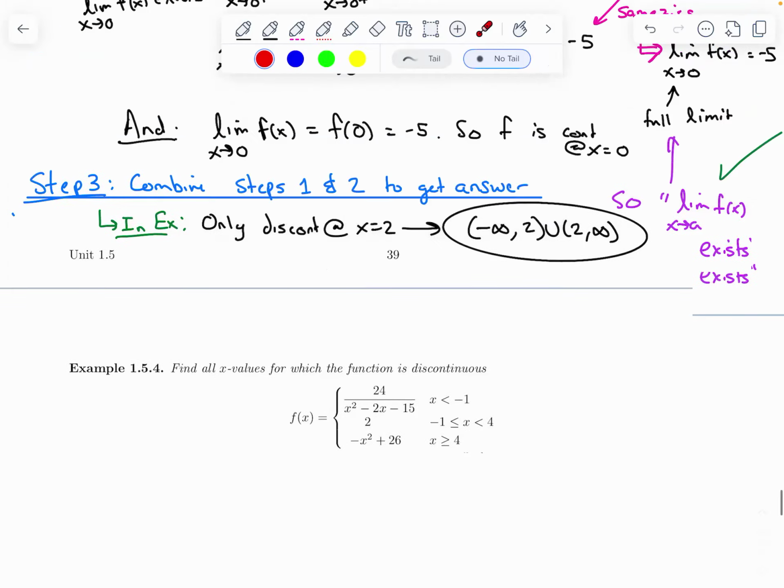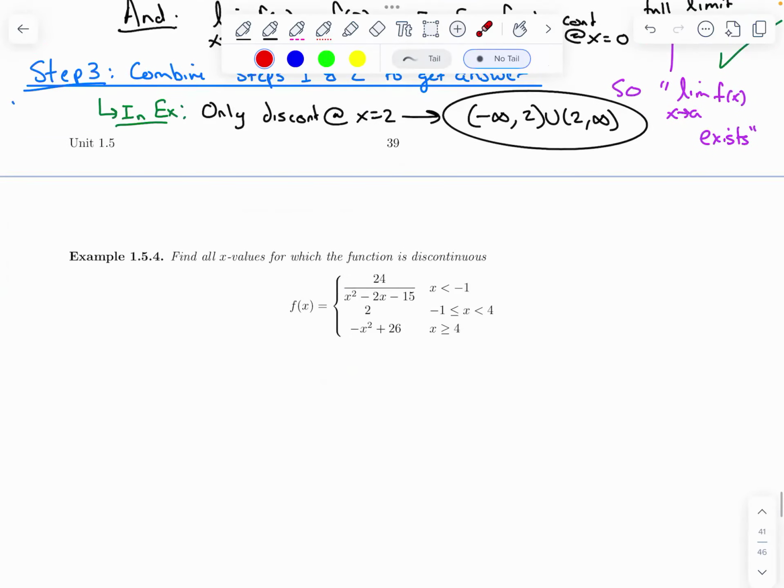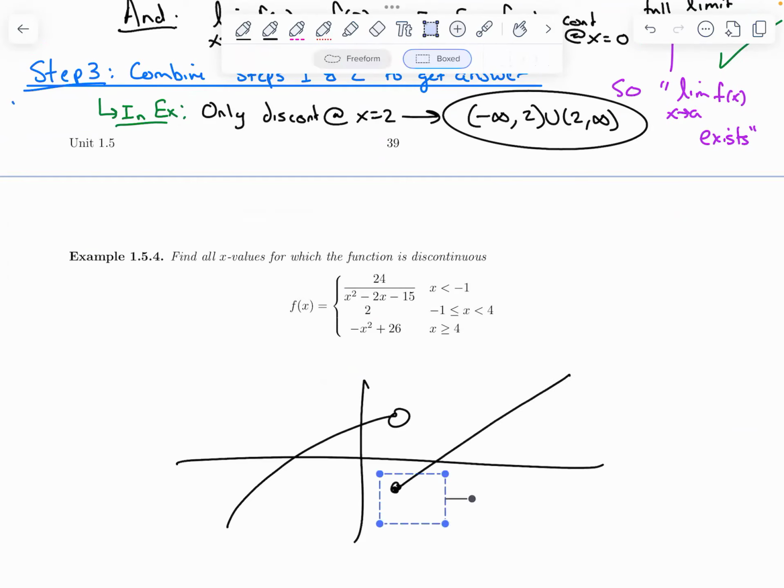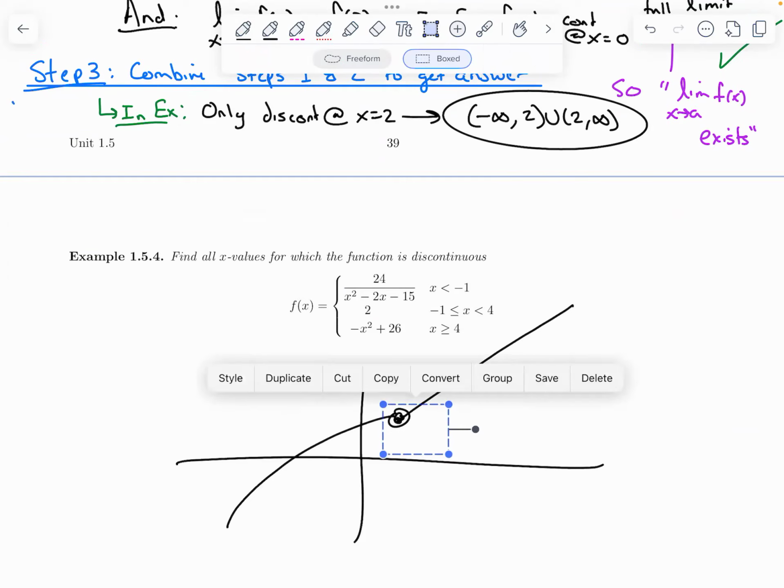As we saw, it could have been that the curve ends up looking like this, or it could be that this piece fills in the hole like that. So it's not enough to just check each piece individually. We also need to check the dividing values.